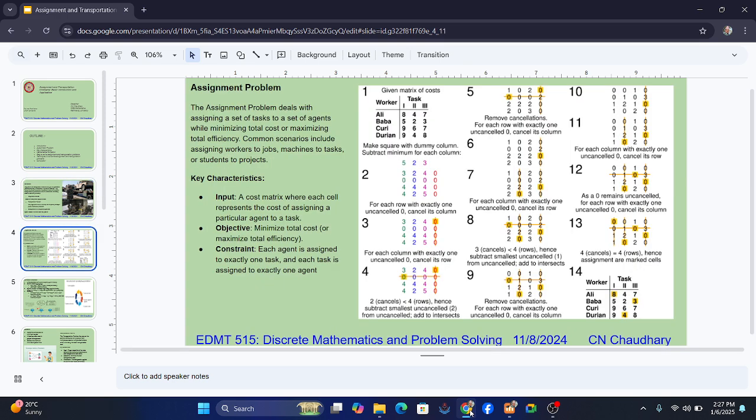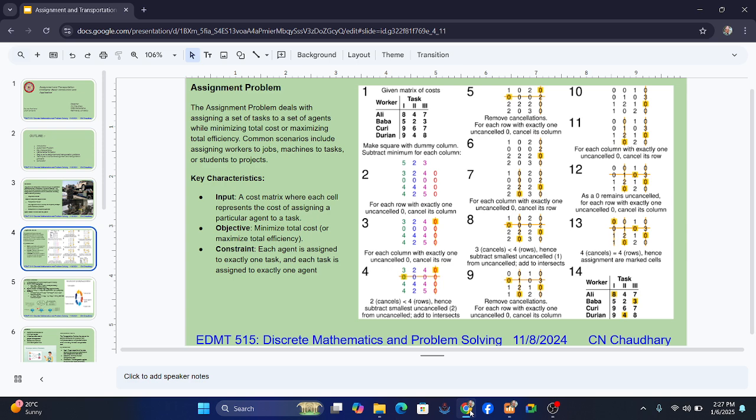Now, talking about the assignment problem, the assignment problem deals with assigning a set of tasks to a set of agents while minimizing total cost or maximizing total efficiency. Common scenarios include assigning workers to jobs, machines to tasks, or students to projects.